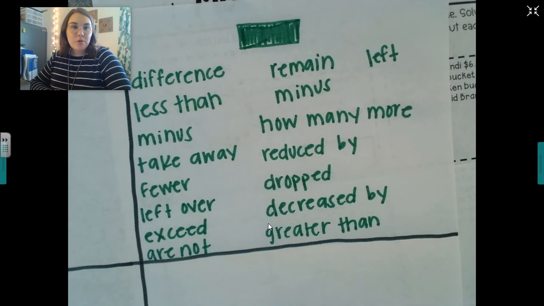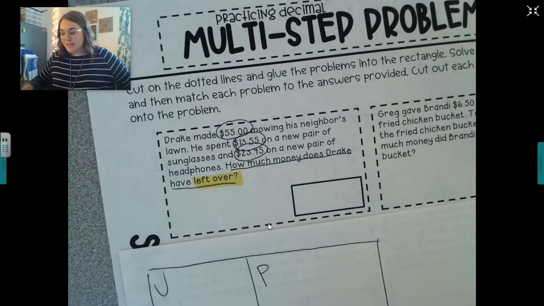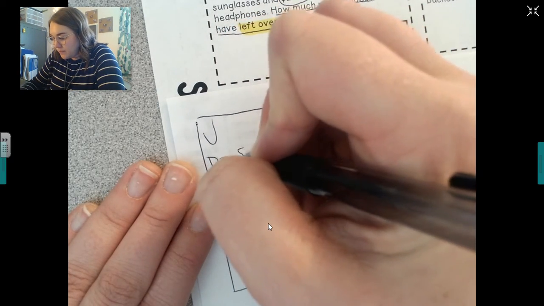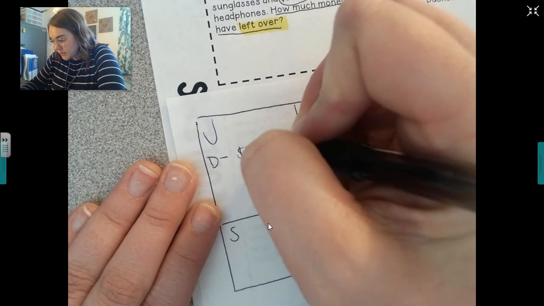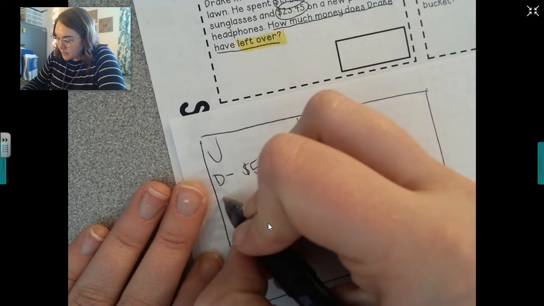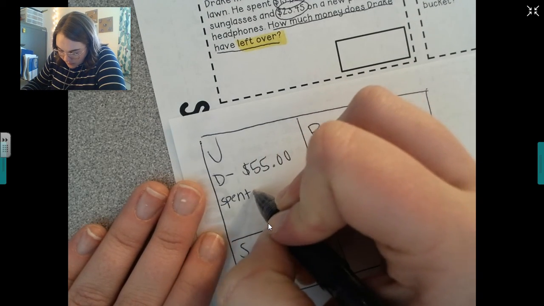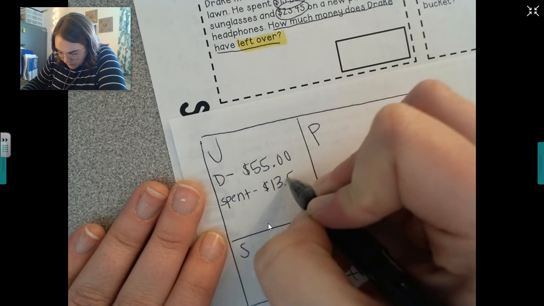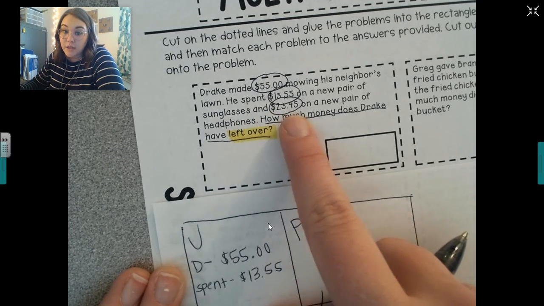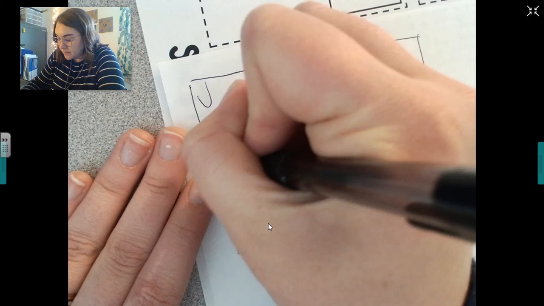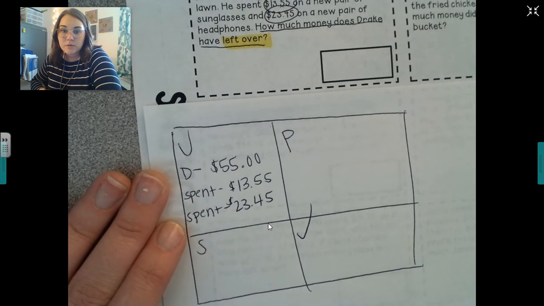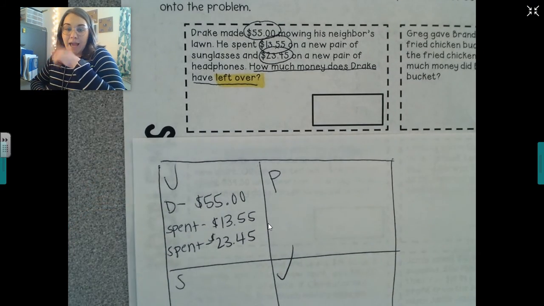But I know that there might be more than one step to this problem. So let's understand what it's asking. Drake has $55. So in your U box, I want you to put a D and put 55.00. He spent $13.55 on a new pair of sunglasses. And he spent $23.45 on a new pair of headphones. How much money does he have left over?